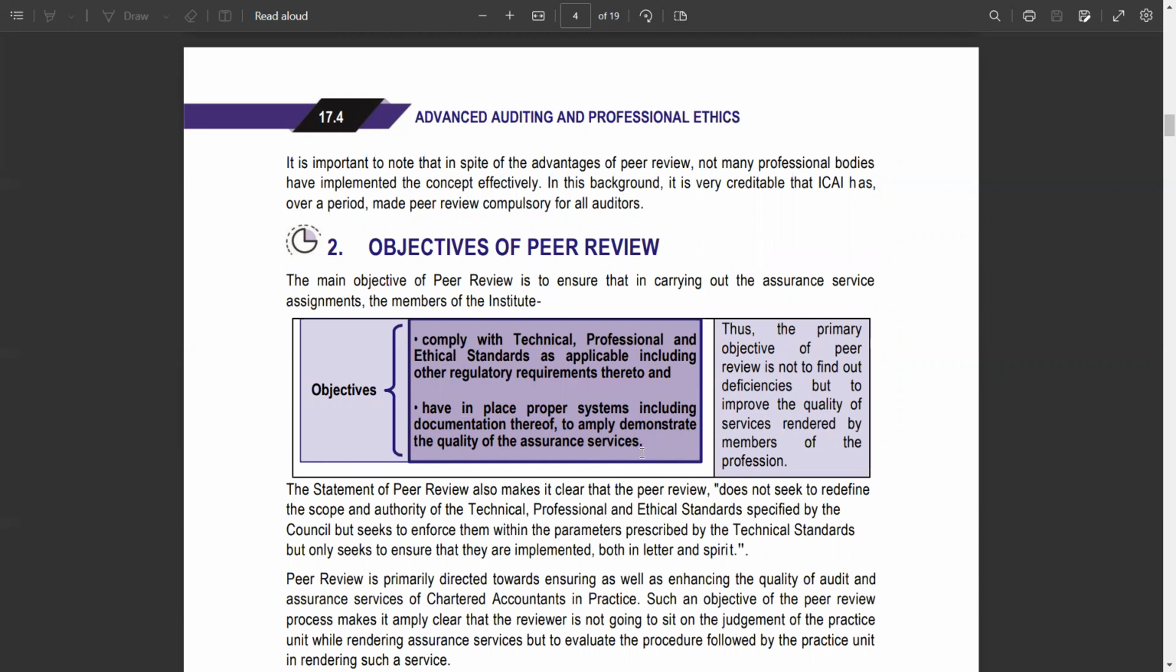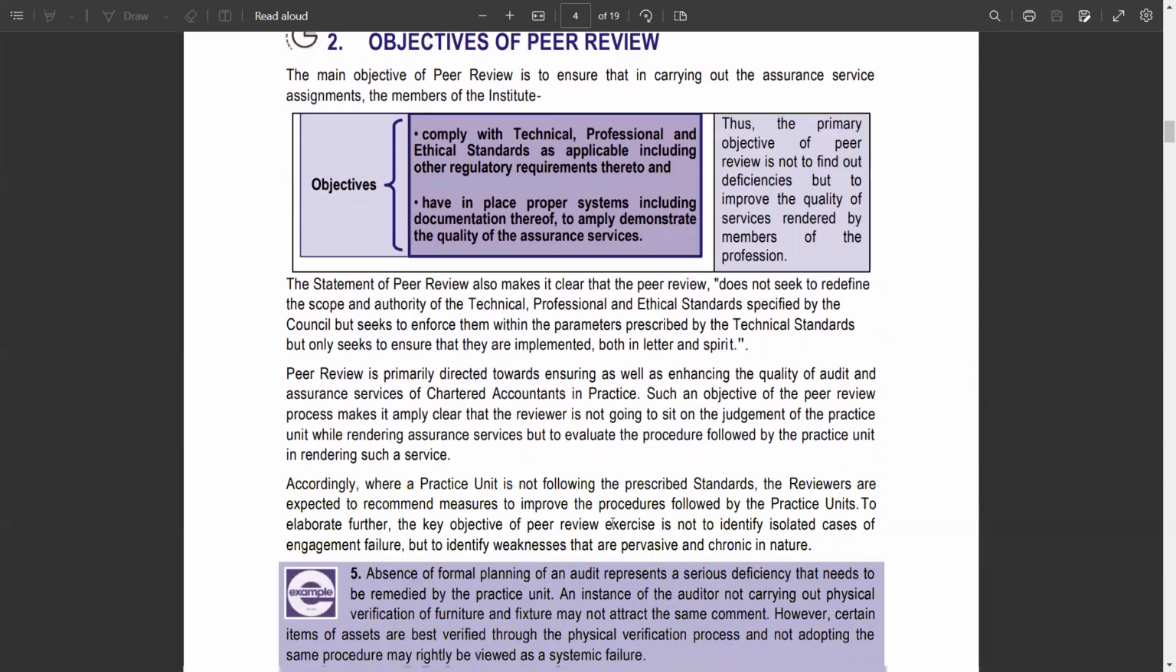And the basic objective of the peer review is not to identify the deficiencies or report the deficiencies to the authorities. It's basically done to provide suggestions to the audit firm, to the practicing unit, to improve the quality of services rendered by the members of the profession, and the quality of the profession as a whole.